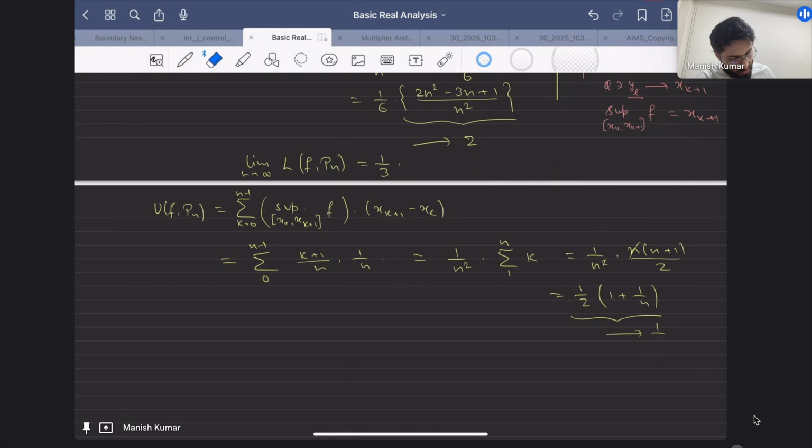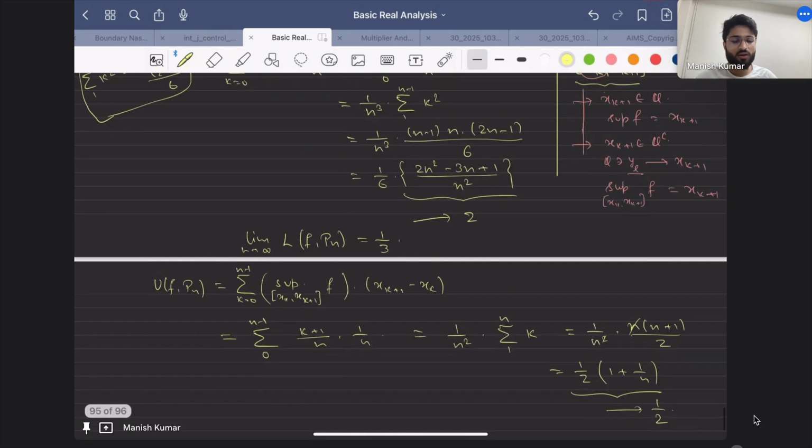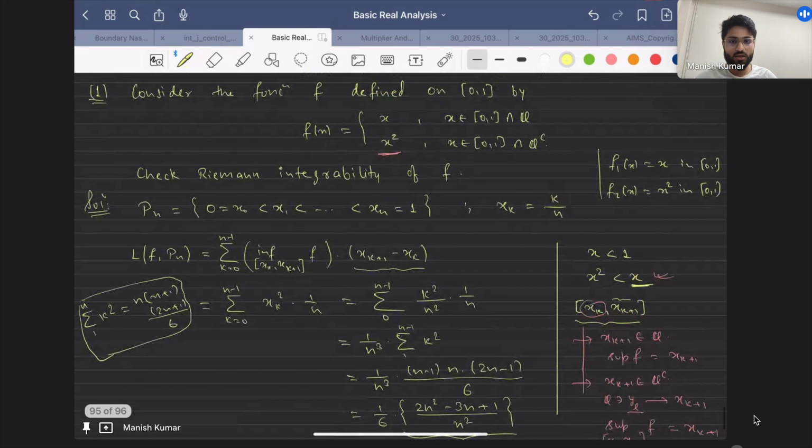Now since both the limits are not the same, in this case the function given to us is not Riemann integrable.